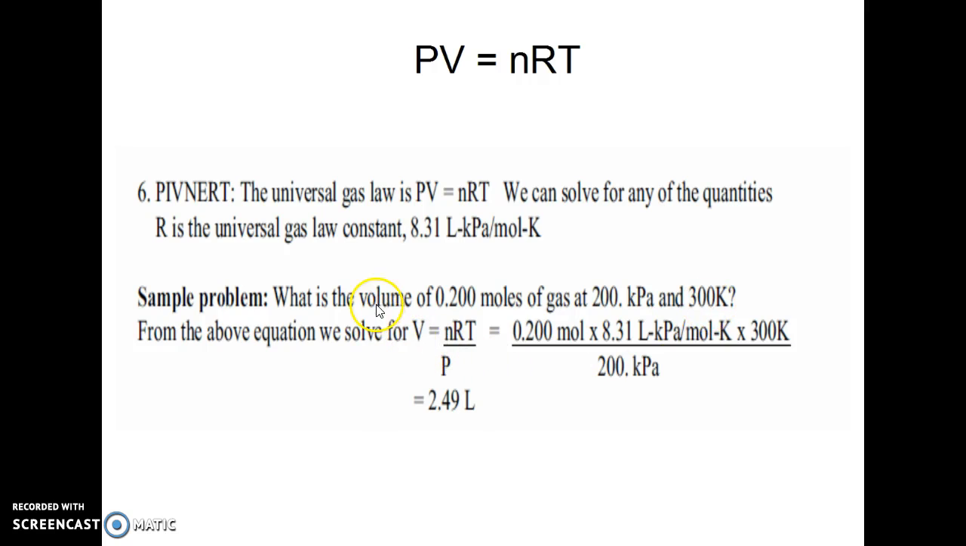So we solve for the volume. V is equal to nRT divided by the pressure, 0.2 moles times 8.31 liter kilopascals per mole Kelvin times 300 Kelvin. We divide that by the pressure, 200 kPa. And when we do the math, we get 2.49 liters as the volume of 0.2 moles of gas under these conditions.